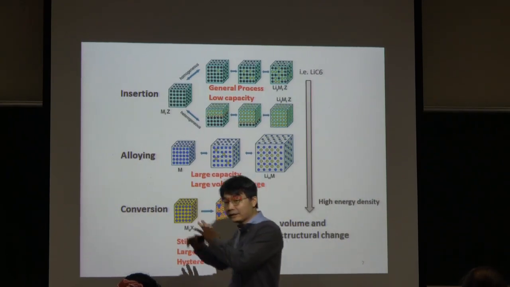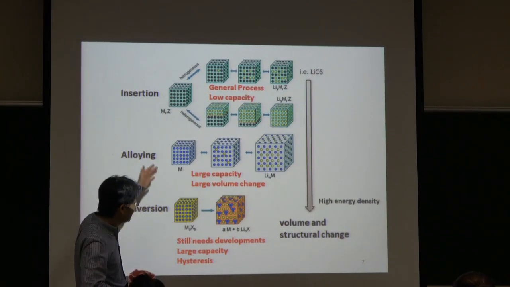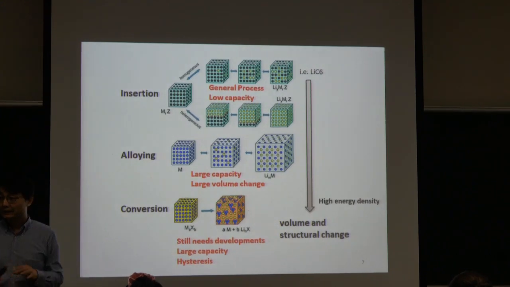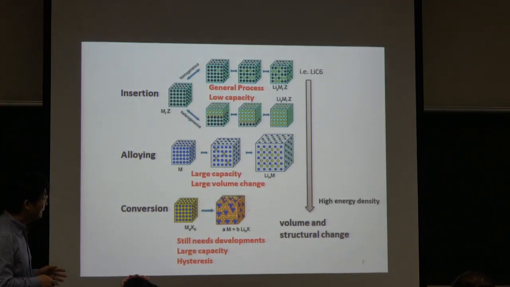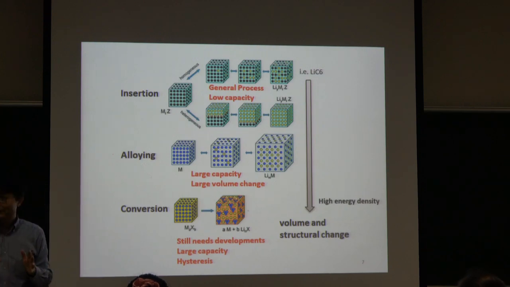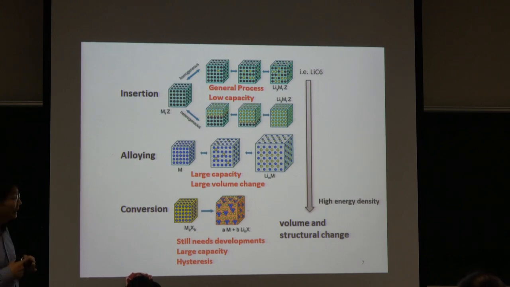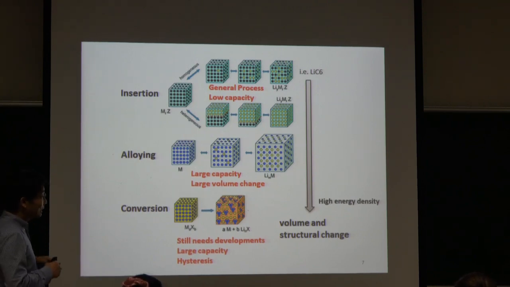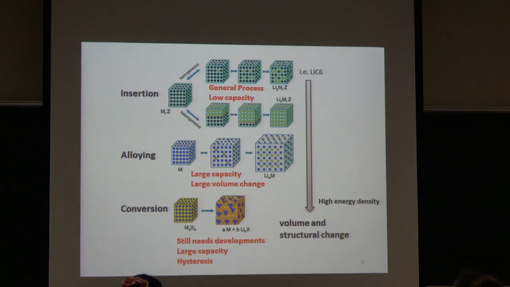In this chapter, you have to understand these three mechanisms. What is the majority? What is the main point? In some materials, like alloying materials, we have talked about germanium, right? Germanium and tin, and something like silicon. So there is an alloying process, because silicon can accommodate lithium, maybe Si-24.